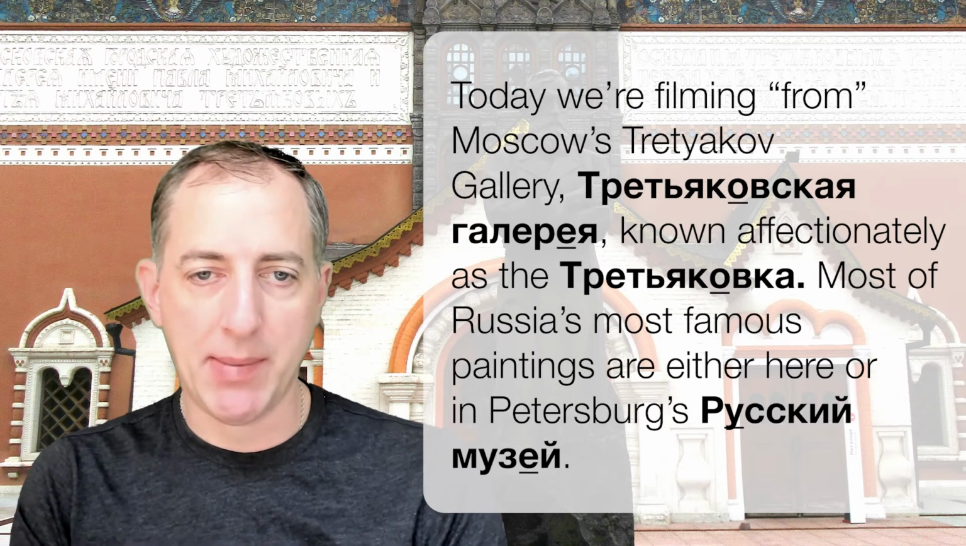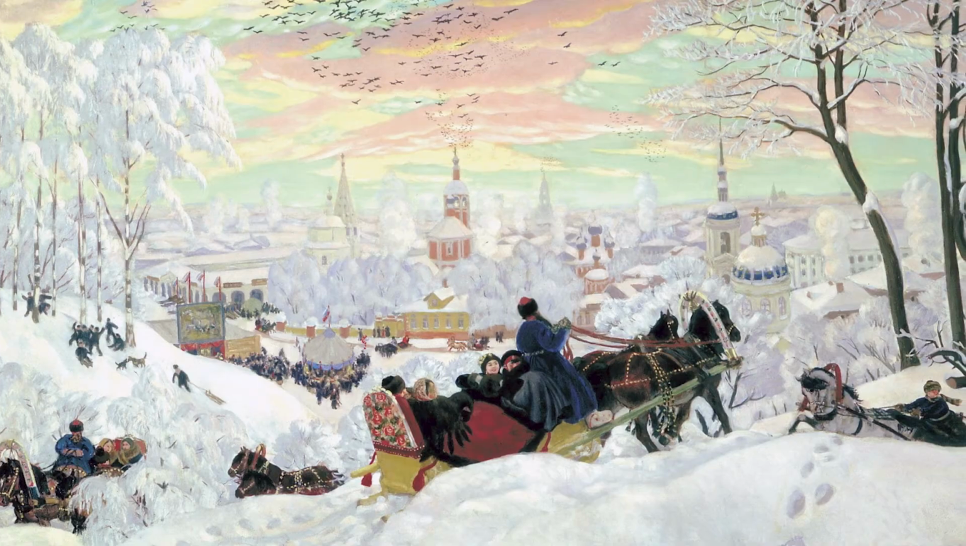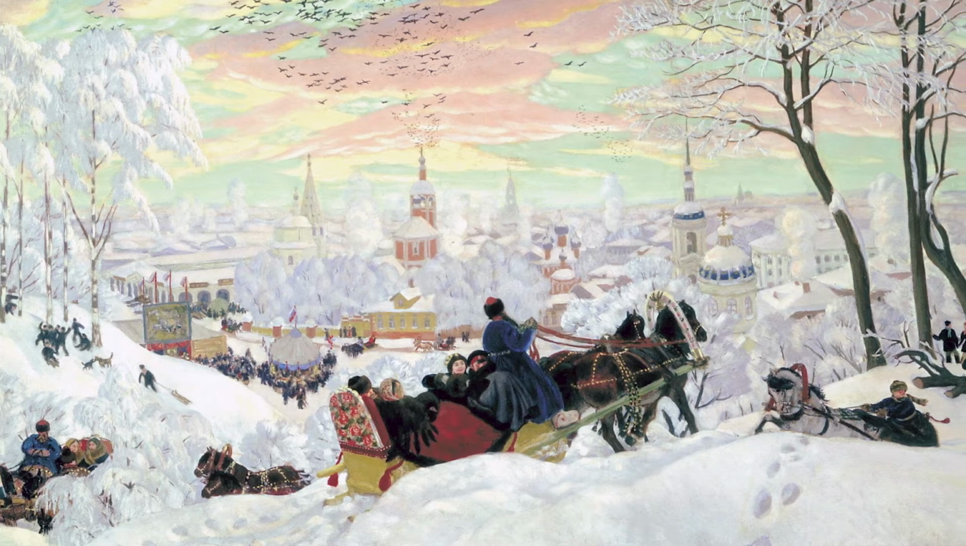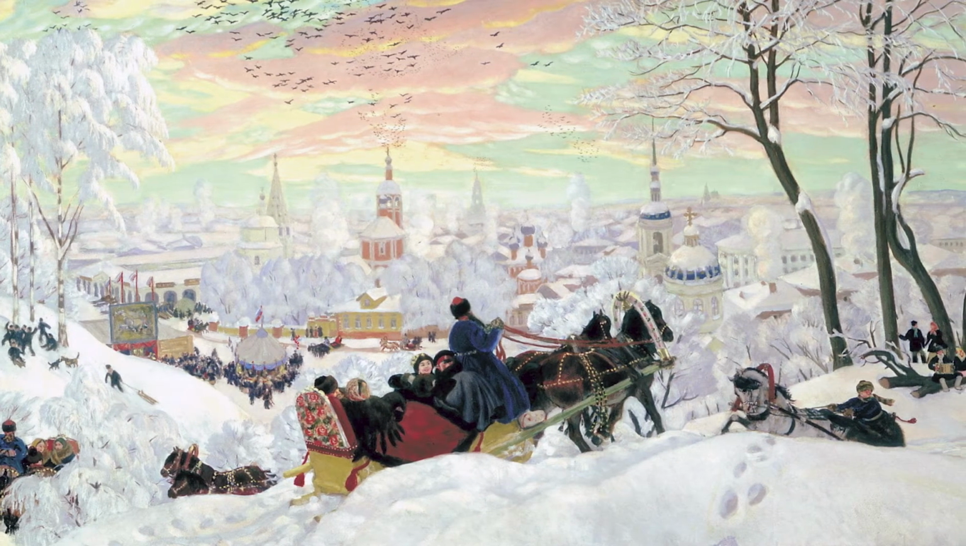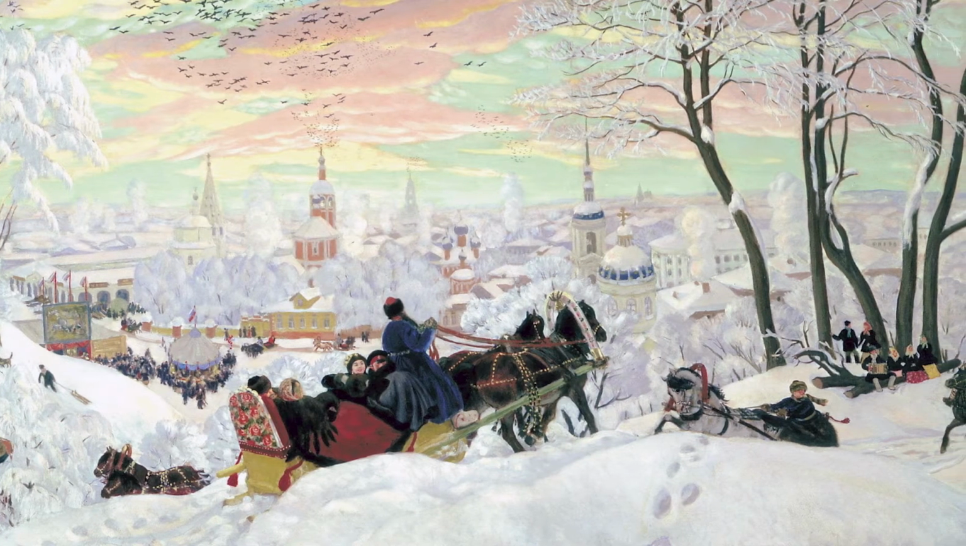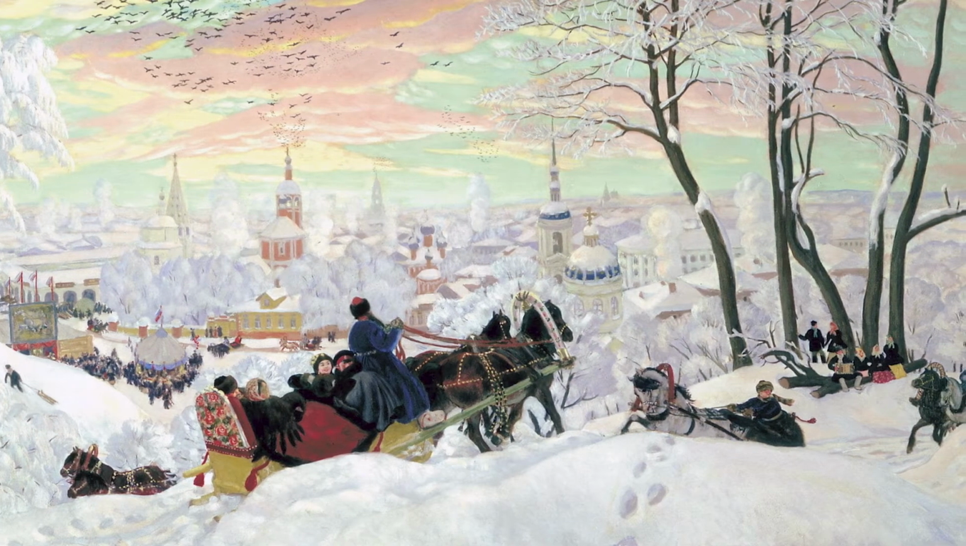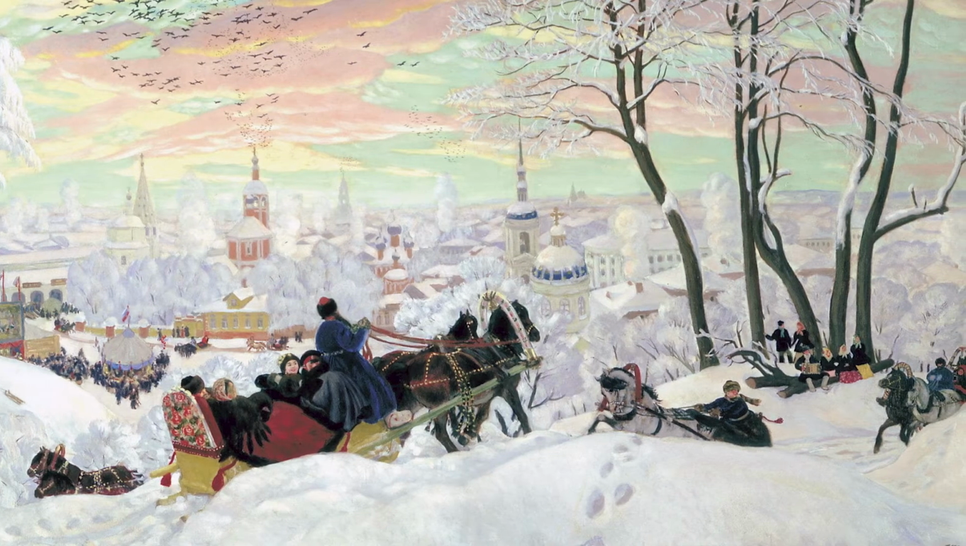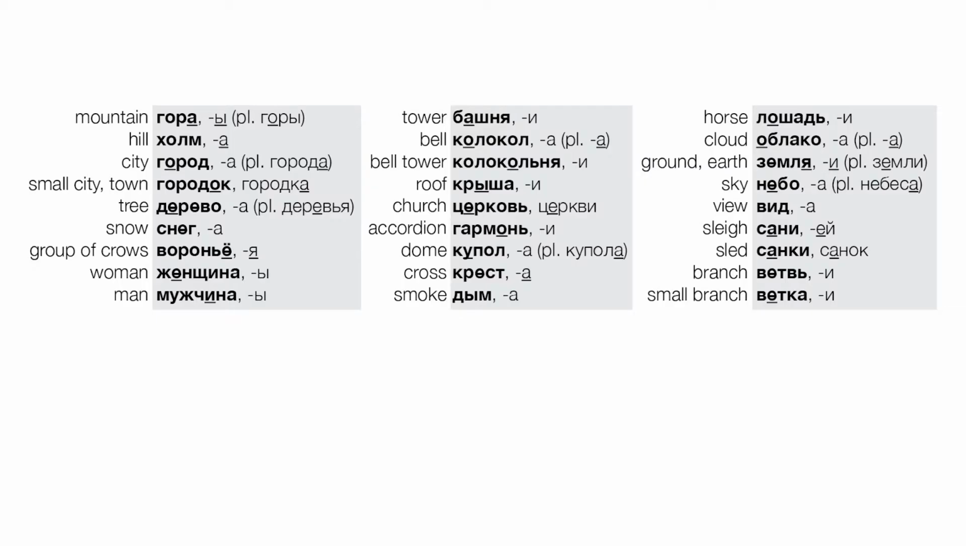We're going to start today by looking at another painting by Kustodiev, also entitled Maslenitsa. So the same theme and the same title for this painting as the one we saw yesterday. This one is much more well known than the one yesterday. It's from 1916.